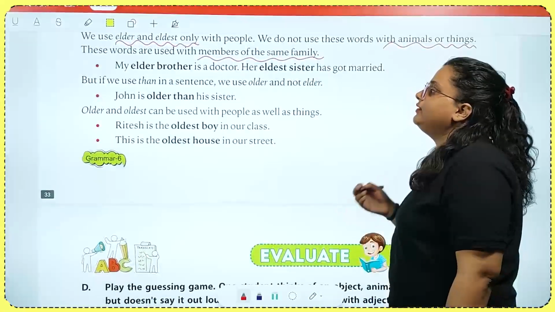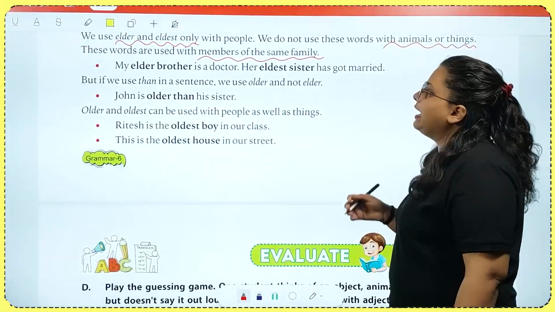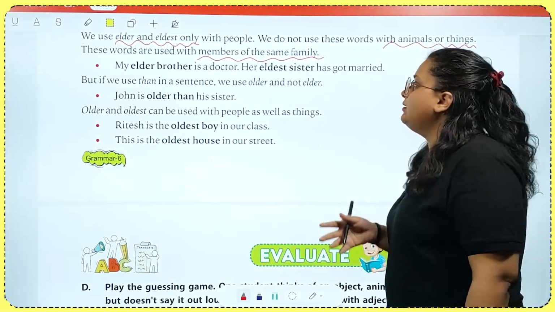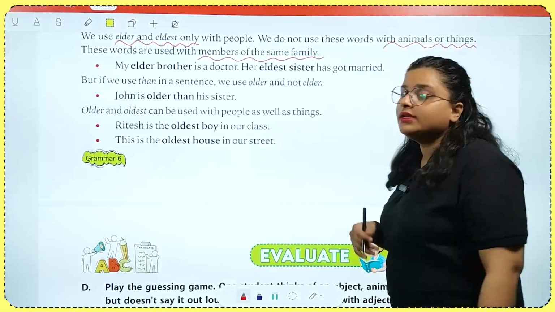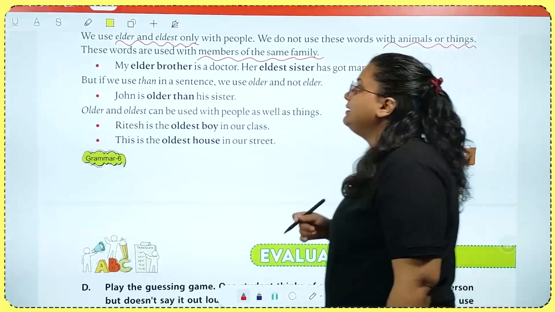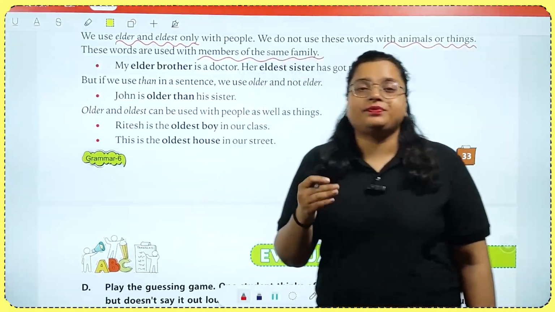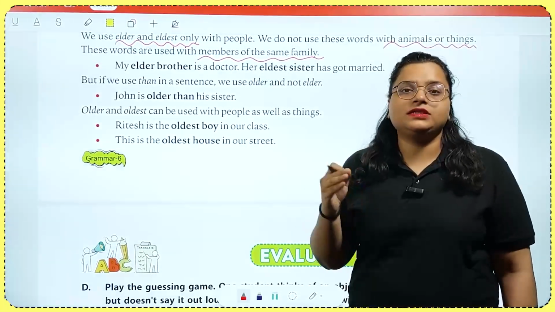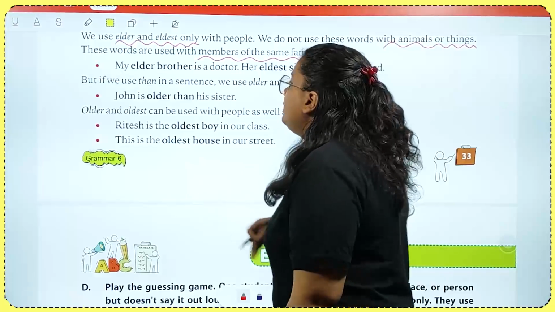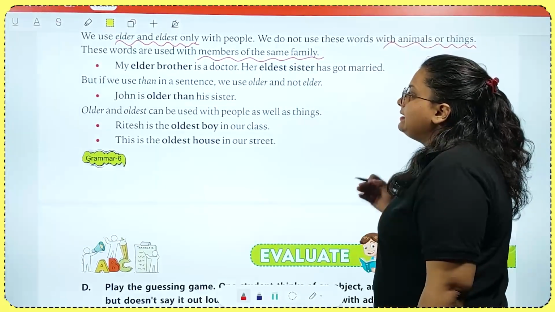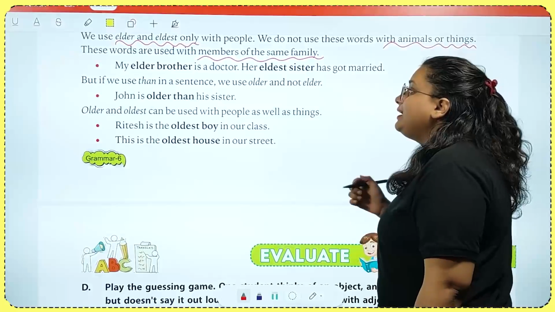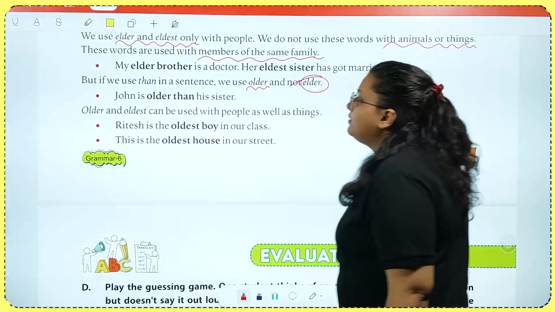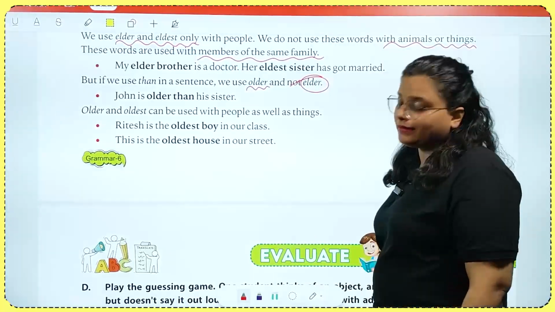My elder brother is a doctor. My elder sister has gotten married. Her elder sister has gotten married. So here the words elder and eldest are showing seniority. Elder is older than you, okay? And eldest, सबसे बड़ा, सबसे old. But if we use than in a sentence, we use older, not elder. The word older, not elder, is used as a sense of comparison.